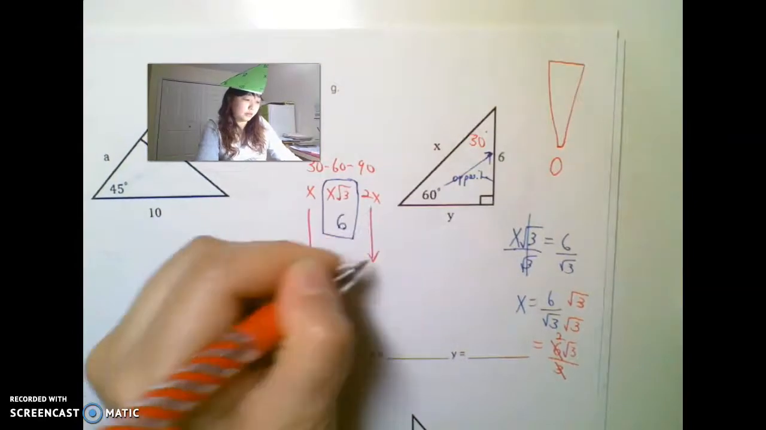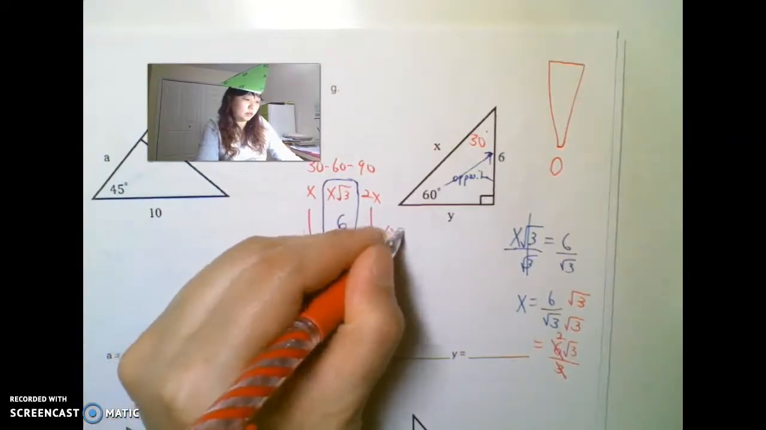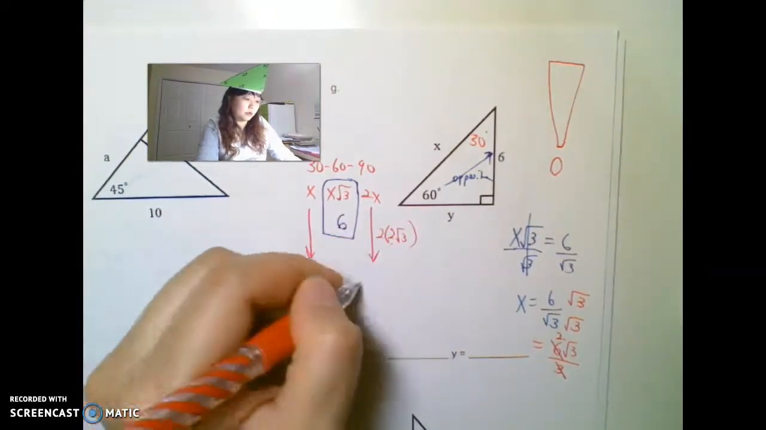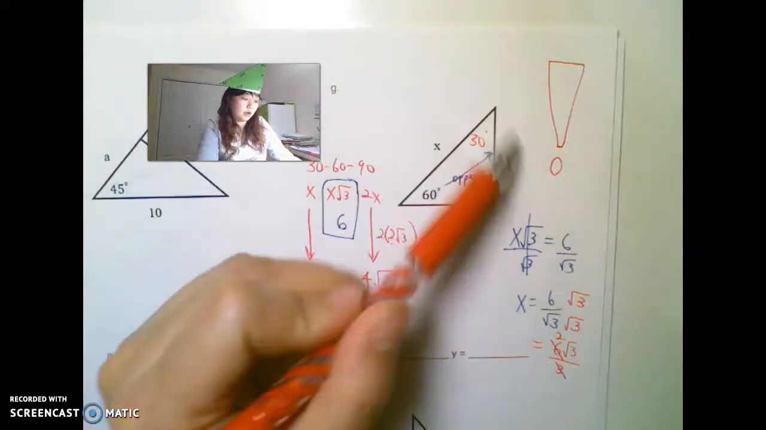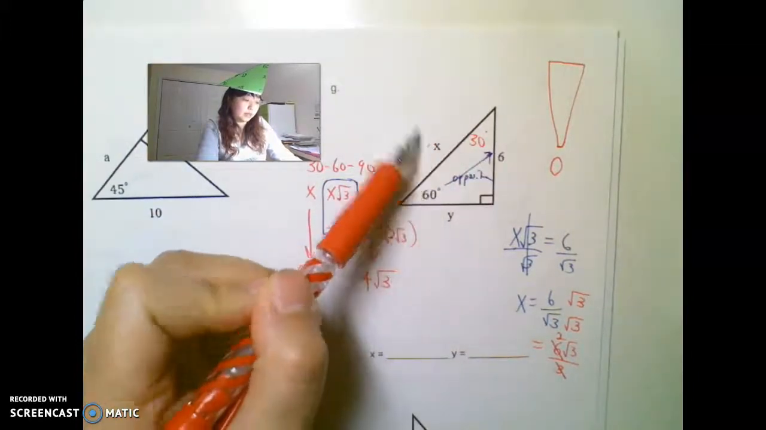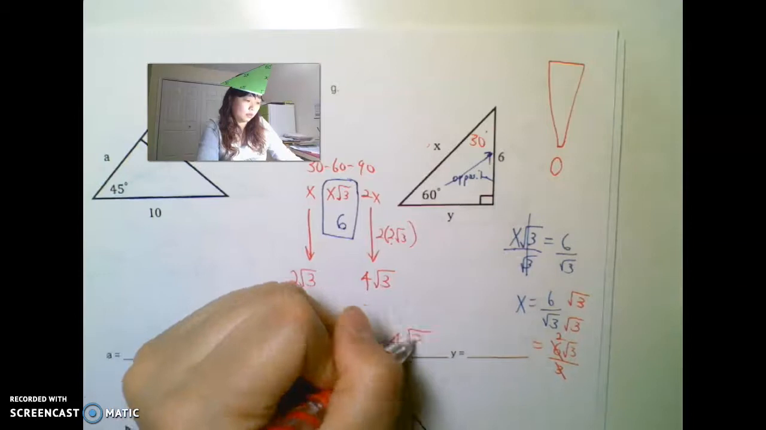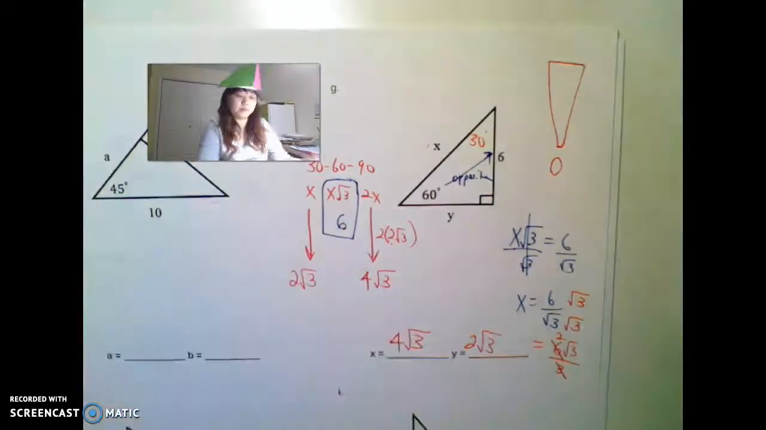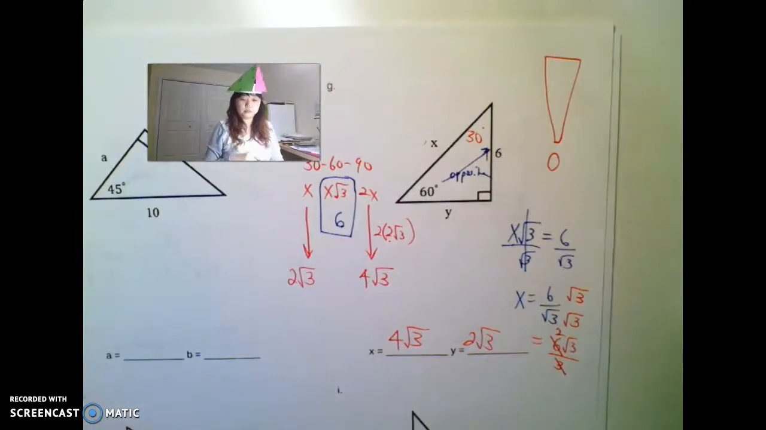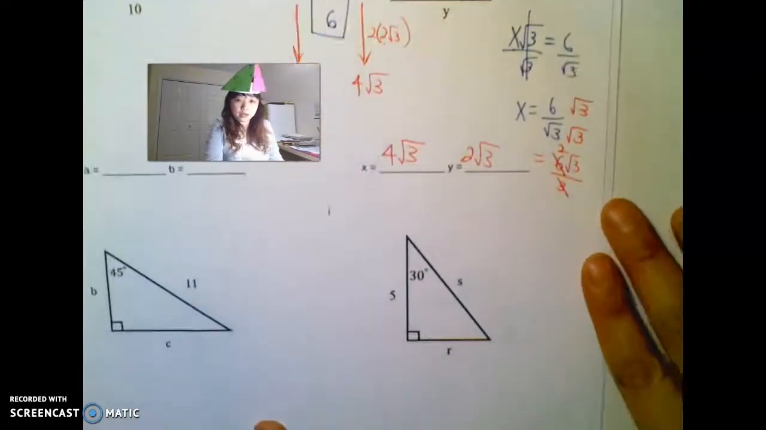And then 2 times that, 2 times 2 radical 3, is outside number with outside, inside with inside. That is 4 radical 3. So in this diagram, opposite of 90 is the 2x. That is 4 radical 3. And opposite of 30 is 2 radical 3. Now, was that so much? Feel free to pause it. Okay, I'm going to do I.